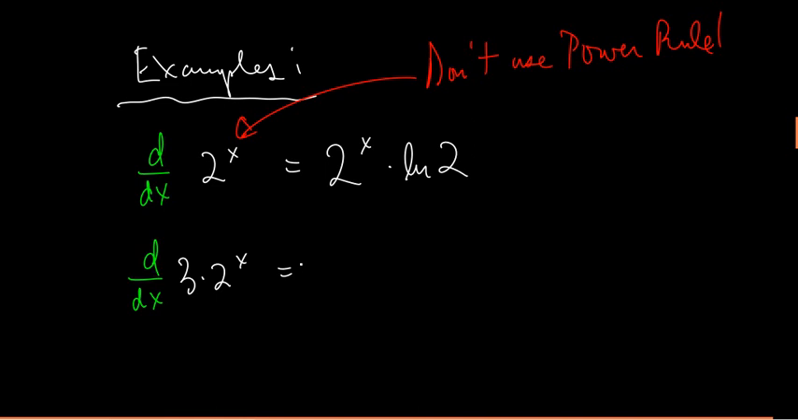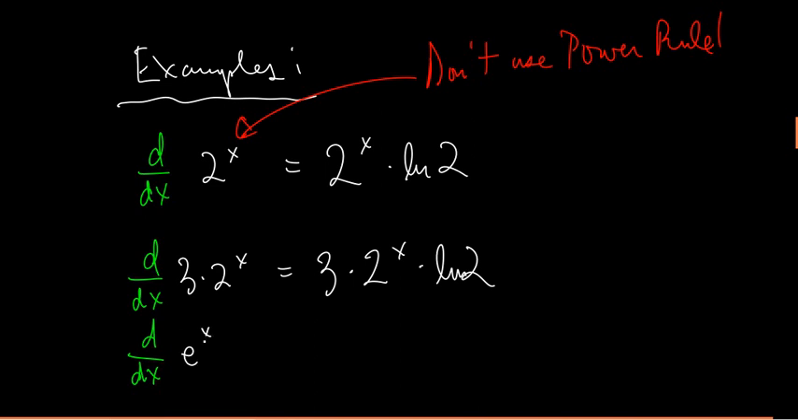Let's say that they ask you to do d dx of 3 times 2 to the x. Well, that's easy. Remember, you could just ignore that 3 because it's just a constant. The derivative passes right through it. And what you get is 3 times, well, itself times the little bit of extra, ln 2. And that's it.